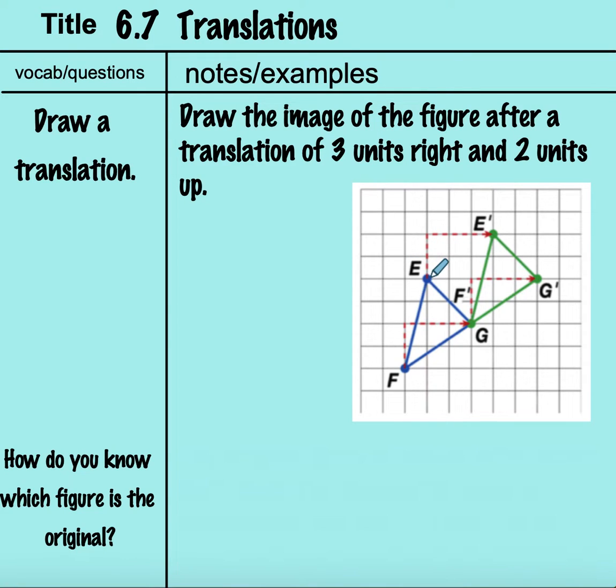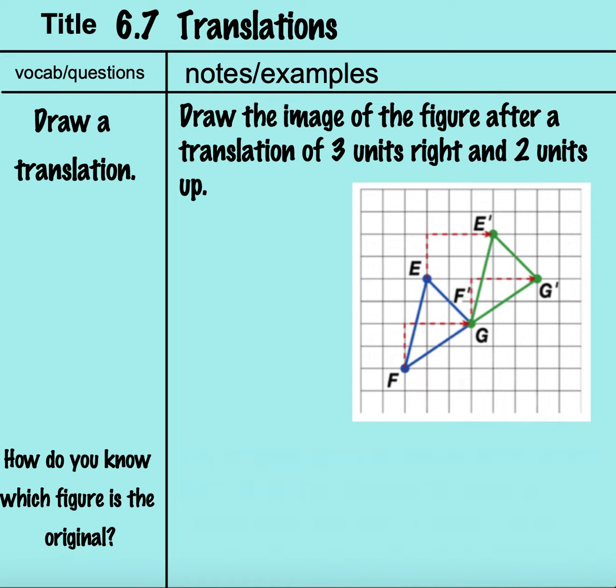So I'm going to start with point E, and I'm going to move it 3 to the right and 2 up. And that gets me to E prime. Same with F. Moving F 3 to the right and 2 up puts it right there at F prime. Moving G 3 to the right and 2 up puts it right there at G prime. So once I make those dots and connect them, I end up with a triangle that looks exactly like my original triangle, just slid over 3 and up 2.